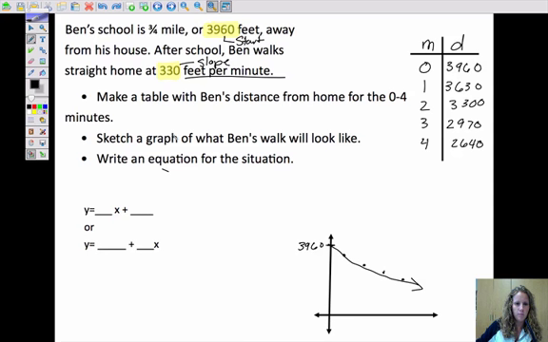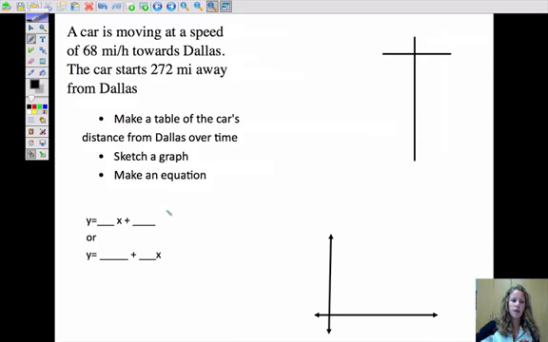So if I go ahead and plug in my slope, let's look at this one first. We start at 3,960 feet, and then we are subtracting 330. So our slope would be a negative 330, and our y-intercept 3,960. All right, let's take a look at another one.